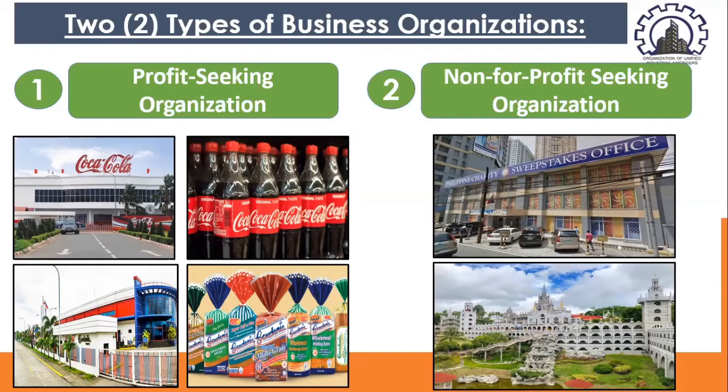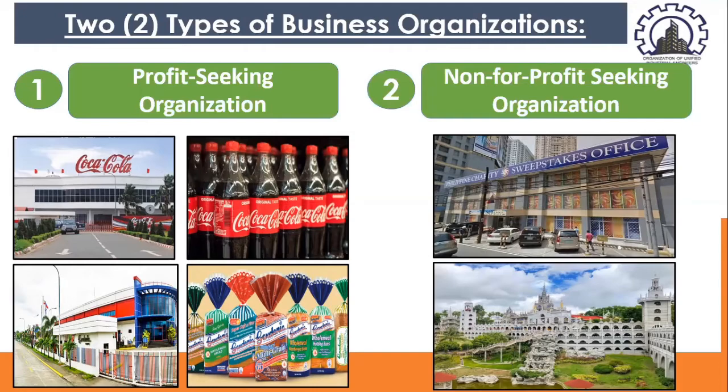On the other hand, examples of not-for-profit organizations are charities or hospitals. We also have churches. As you can see in our example, we have PCSO or the Philippine Charity Sweepstakes Office, and we also have churches. They exist to meet various societal needs and do not have profit as a goal. So in general, all businesses, regardless of type, record, report, and most importantly, use the accounting information for making decisions.